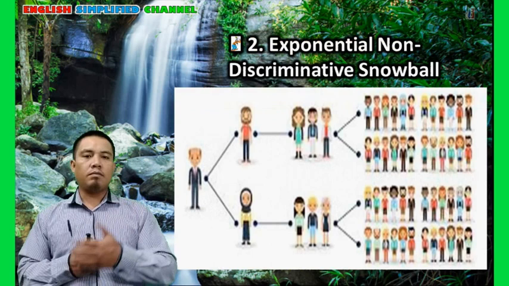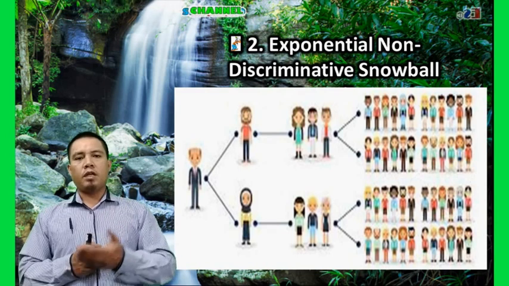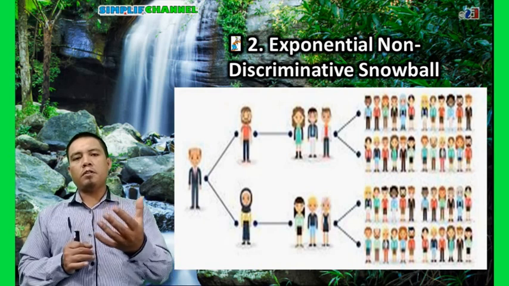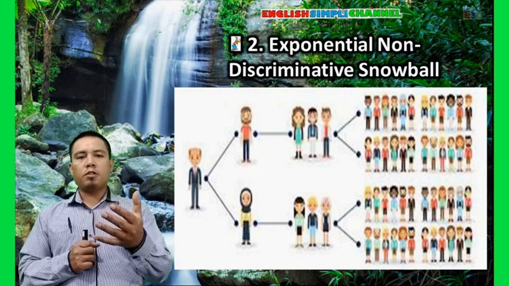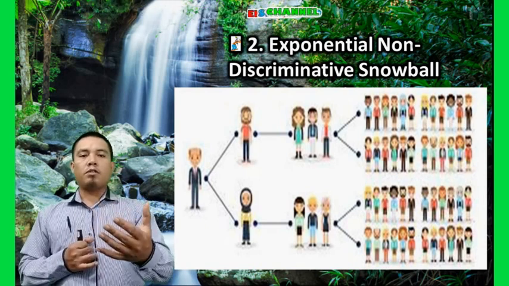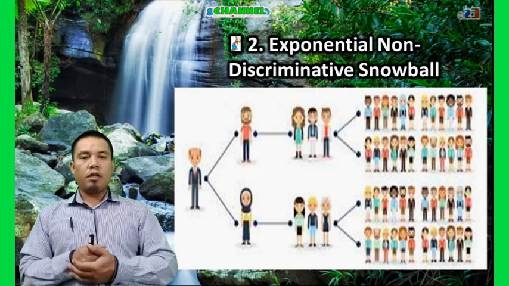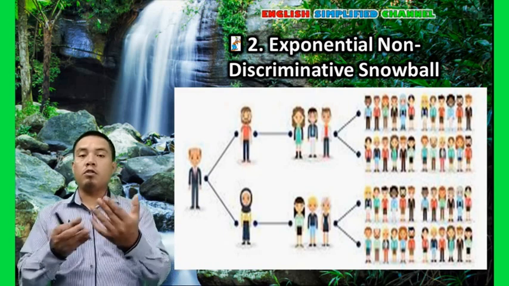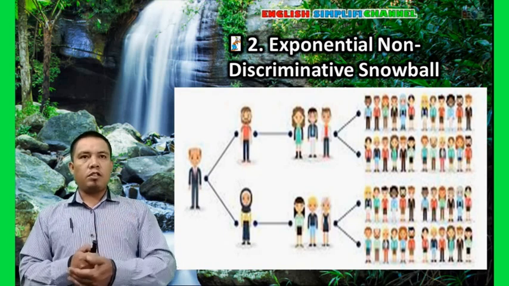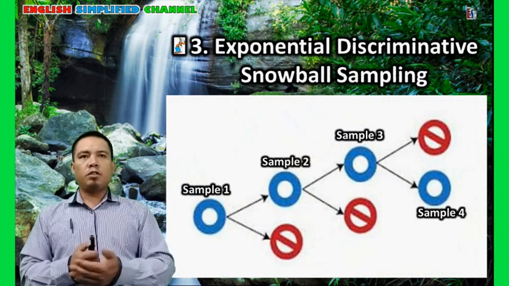The second type of this sampling is exponential non-discriminative snowball, as you can see in the image. The first person is your first sample. Then from this first person you get other samples, and from the other samples you get more and more samples, until you think that the information is enough to answer your research question. Exponential non-discriminative snowball.